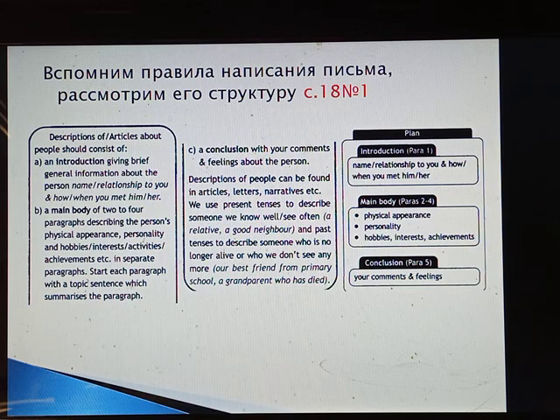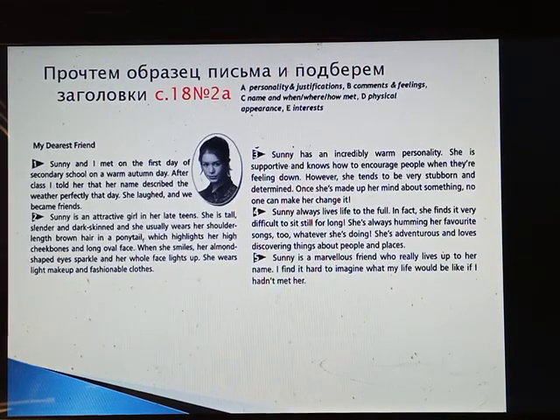When you describe something, remember, you use present tenses. You use as many adjectives as you can. You try to use as many epithets as you can so that your description is bright and interesting. Now we are ready to have a look at the piece of writing.